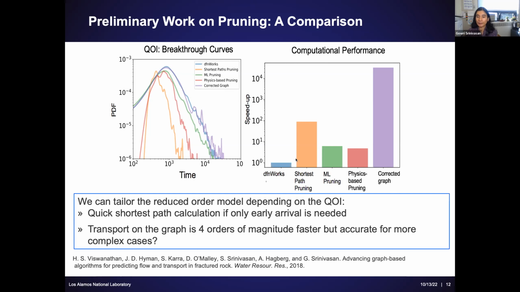Because time is short and I want to cover a couple other things, I'm not going into the details, but it's all captured in this paper that I have down here. And we were able to actually, like I previewed, get to the pruned graph and run network transport type of problems on the graph.